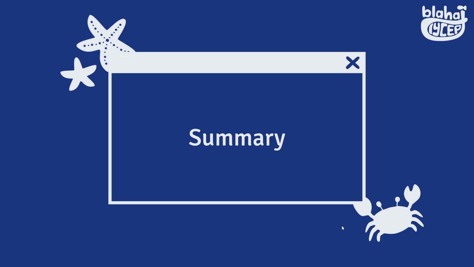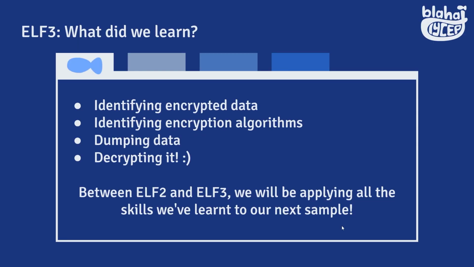So yes, summary for this section, right? What did we learn from this ELF file? We learned how to identify encrypted data, how to identify its position and its size, how to dump it out, and then identify the encryption algorithm. So we managed to identify it as RC4. And then knowing that it's RC4, we could use existing implementations of RC4. We found the key, and then we could decrypt the encrypted data and get our turtle image back.